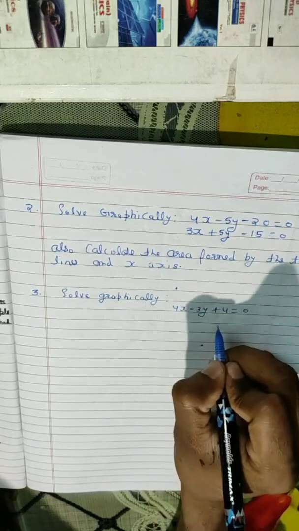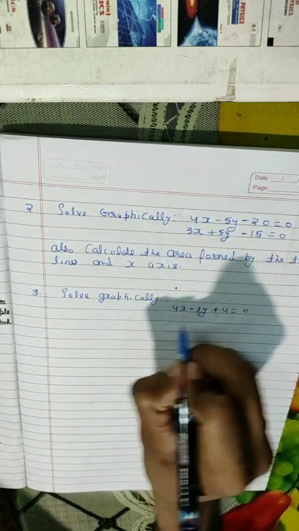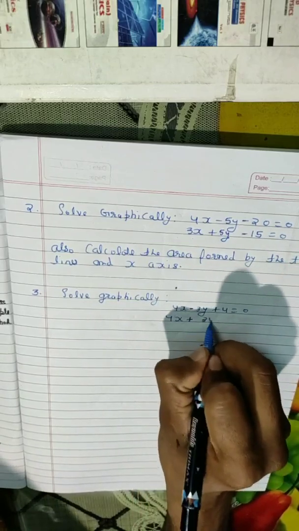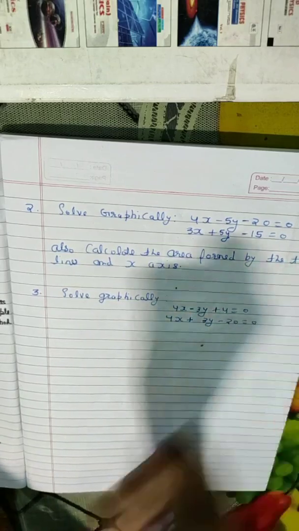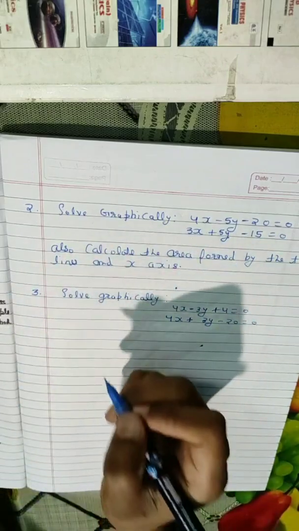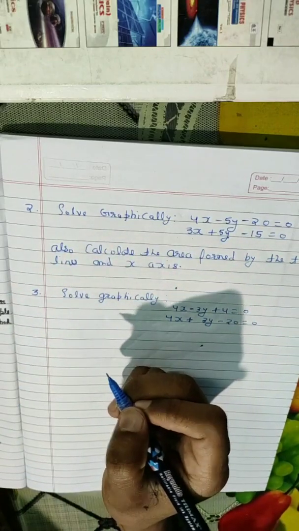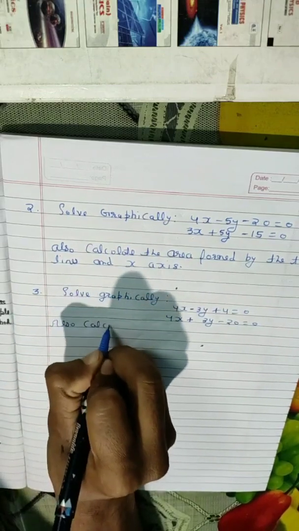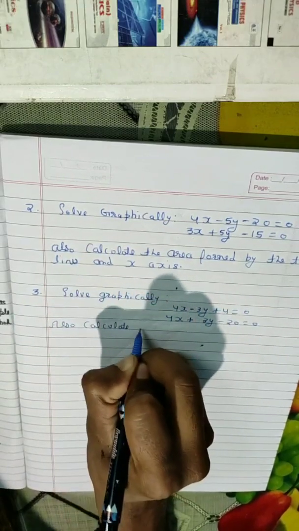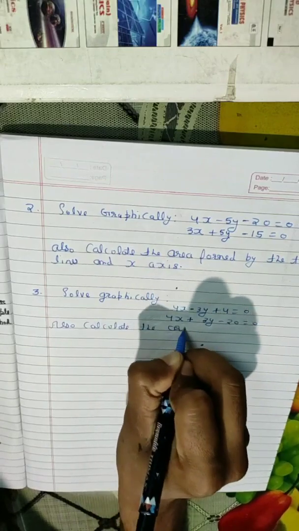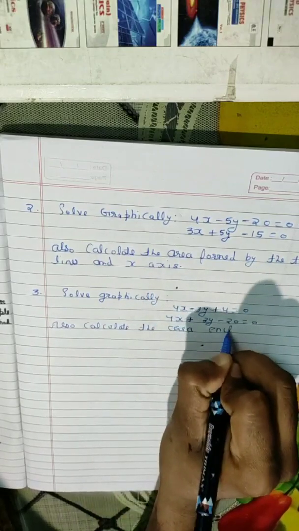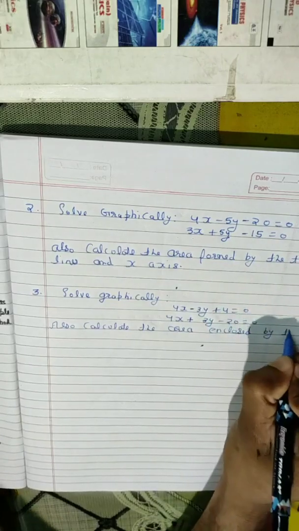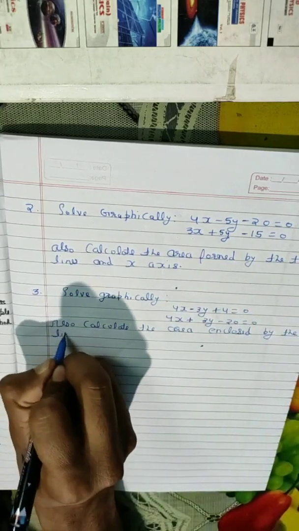Solve graphically. 4x minus 3y plus 4 is equal to 0, and the other equation is 4x plus 3y minus 20 is equal to 0. Also calculate the area enclosed by these lines and x-axis.